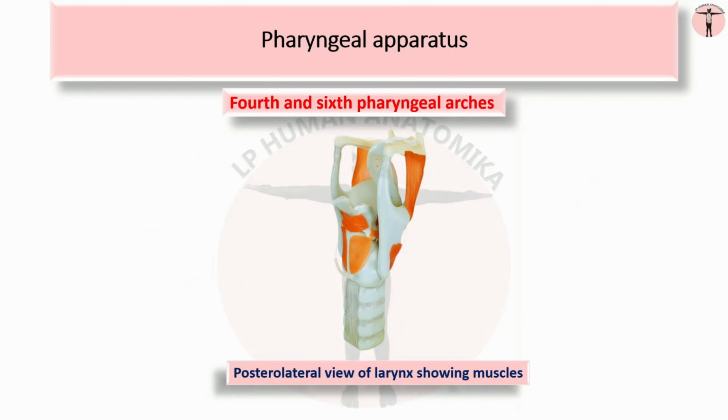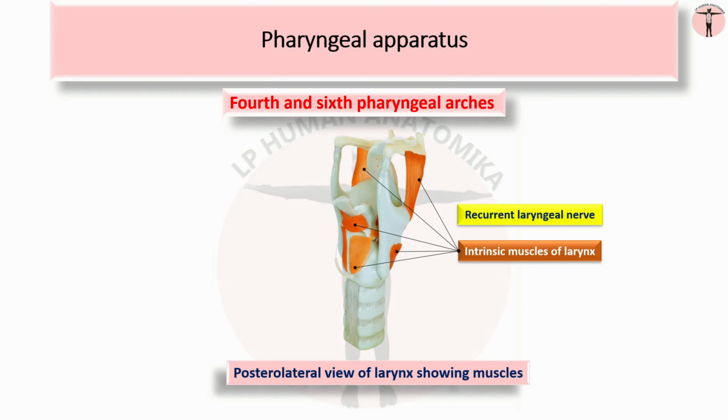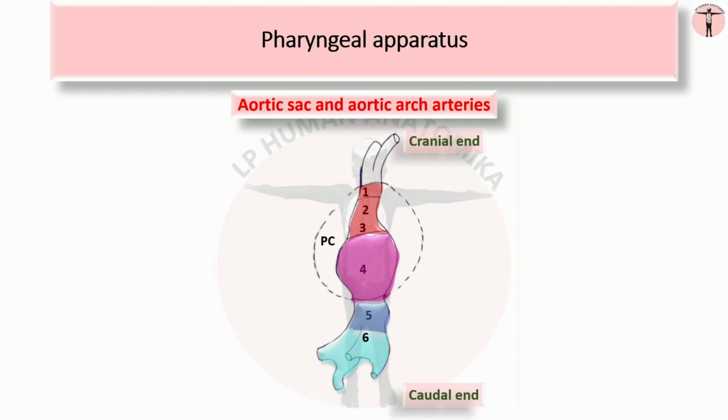All the intrinsic muscles of the larynx except cricothyroid are derived from the sixth pharyngeal arch. These muscles are supplied by the recurrent laryngeal nerve, which is the branch of the vagus, derived from the sixth pharyngeal arch. We are in the last component of the pharyngeal arch, that is the aortic arch arteries. Hope you remember this diagram of the primitive heart tube. To know more about its development, please watch the video on development of heart.